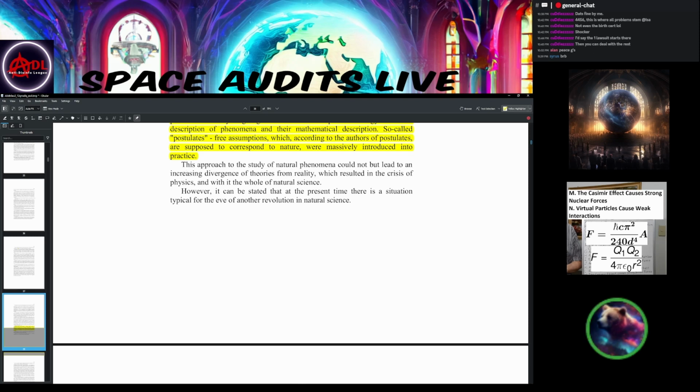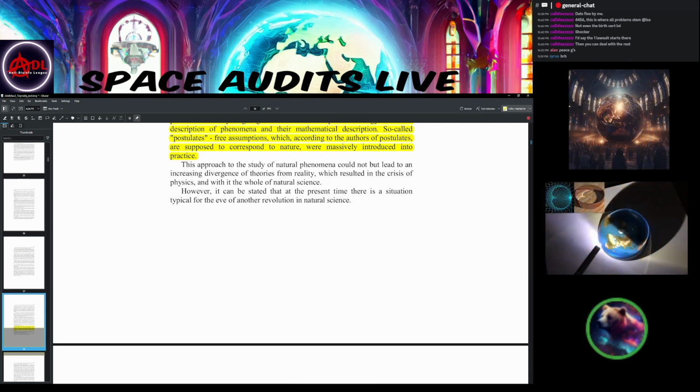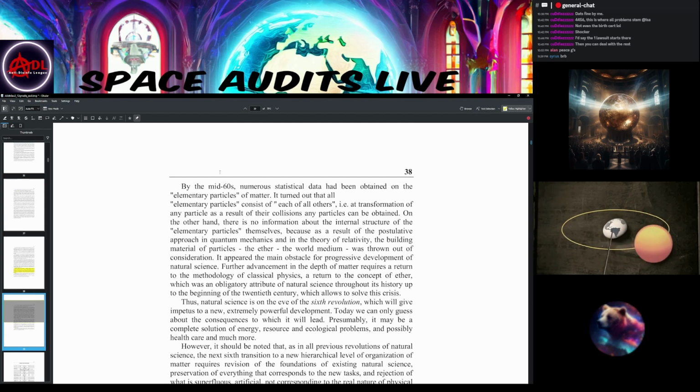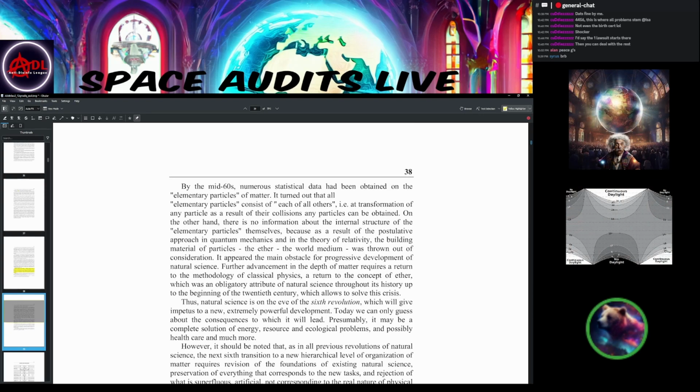This approach to the study of natural phenomena could not but lead to an increasing divergence of the theories from reality, which resulted in a crisis of physics and with it the whole of natural science. However, it can be stated that at the present time there is a situation typical for the eve of other revolutions of natural science. By the mid 1960s, numerous statistical data had been obtained on the elementary particles of matter.